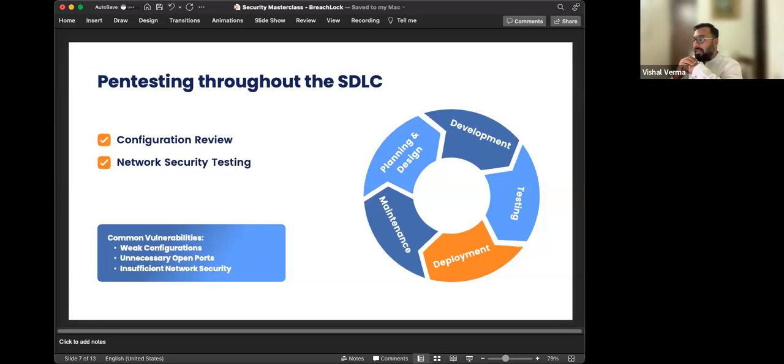And that basically invites an attacker to manipulate the ports and the services, and then gain access internal to the organization or to any other data set that they are not authorized to access. Very common vulnerabilities, as I talked about, are weaker configurations, unnecessary ports, and insufficient network security, which allow a backdoor access to an internal network of an organization.